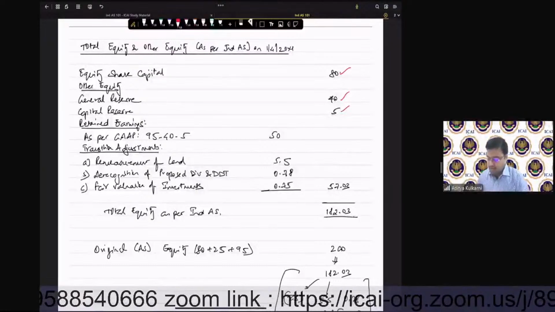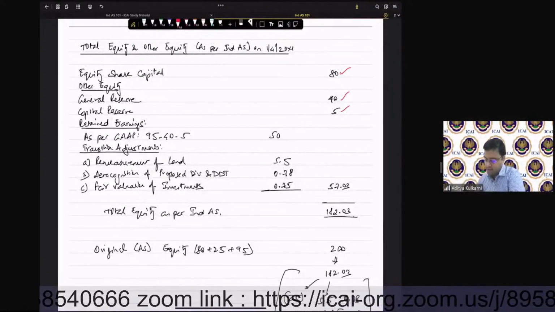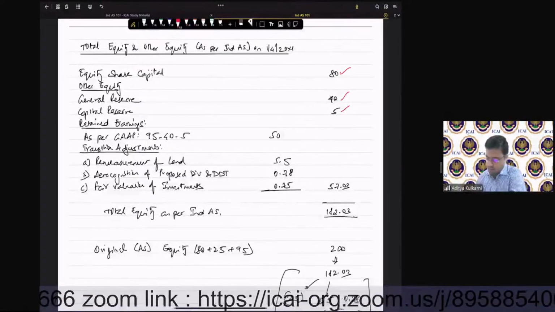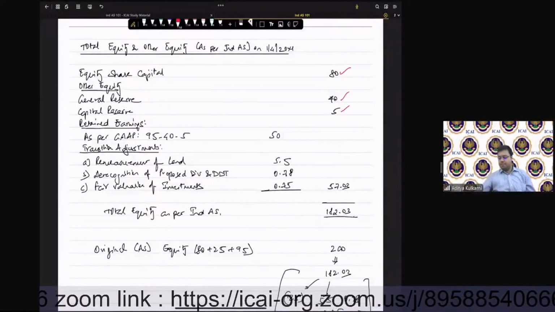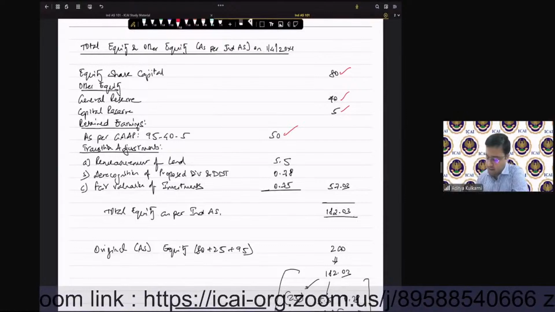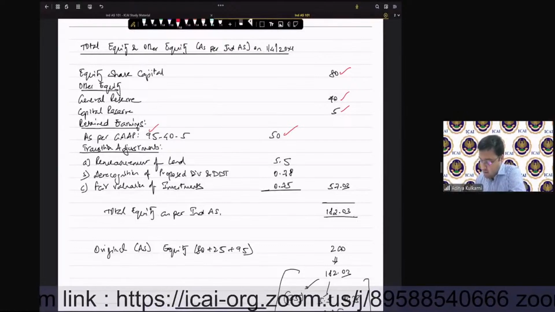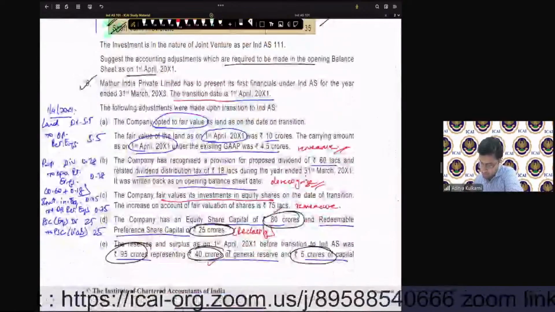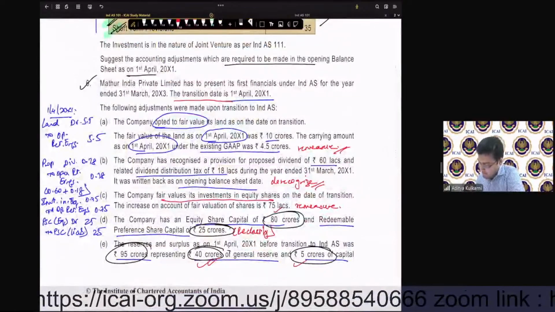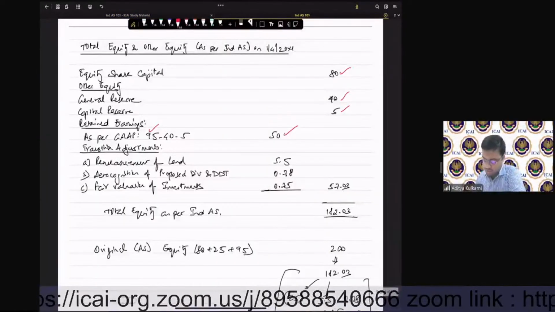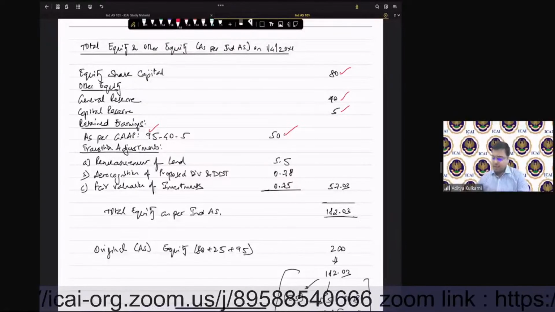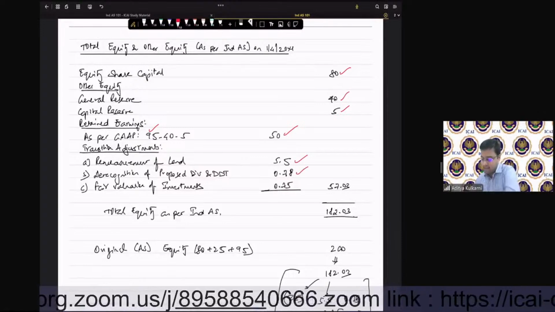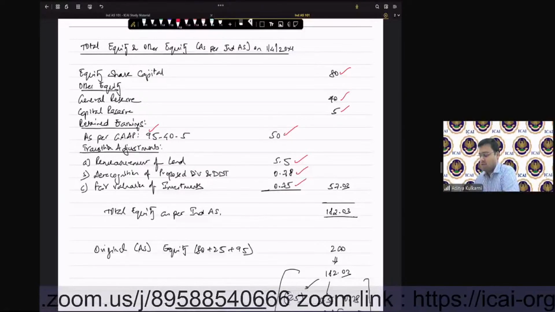So this is done. Next, coming to our adjustments, retained earnings as per GAAP 50. Yes, this is basically 95 total minus 40 minus 5. So that comes to 50. Transition adjustments, we have remeasured land, we have de-recognized proposed dividend and DDT. We have done a fair valuation of investments.